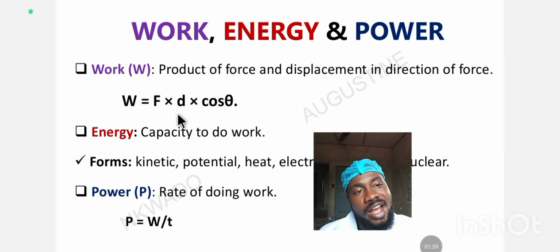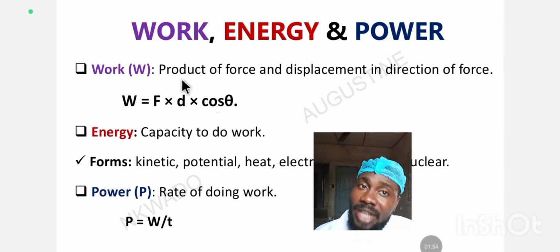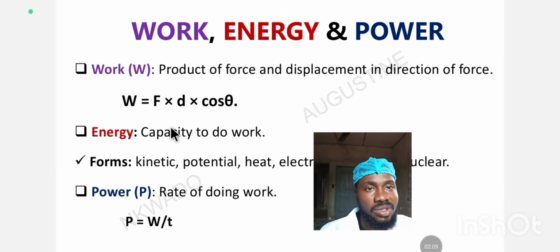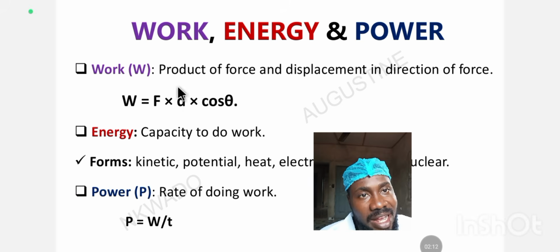They can also ask you a question from this same work and work done. They might ask that the work done in the system is so much over so much distance, what was the force applied? What are you going to do if you are asked such? You are just going to make F the subject of the formula, and you are left with W over D. So F is equal to W over D, and you solve to get force. If they ask you distance too, you make distance D the subject of the formula.